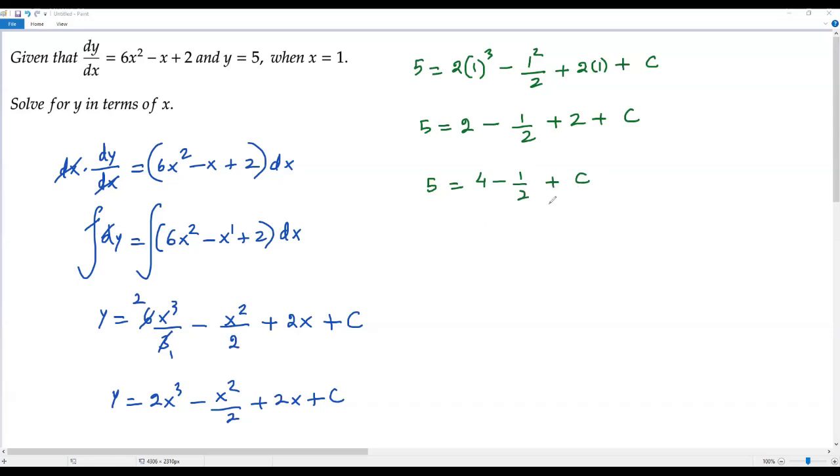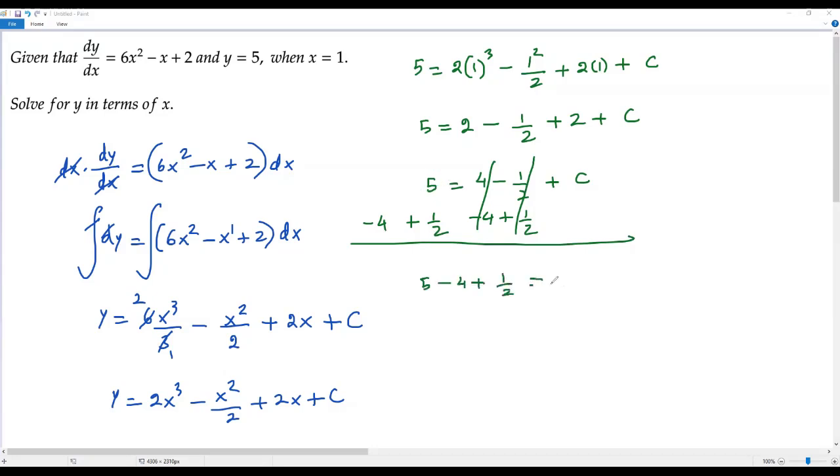Our aim is to solve for c. For that, I subtract 4 from both sides and also add 1/2 to both sides. When I do so, the positive 4 and negative 4 cancel out, and negative 1/2 and positive 1/2 cancel out. Already we have 5 on the left side. Now we have −4 + 1/2 on the left, and on the right side we just have c. When I combine 5 − 4, I'm getting 1 + 1/2 equals c.